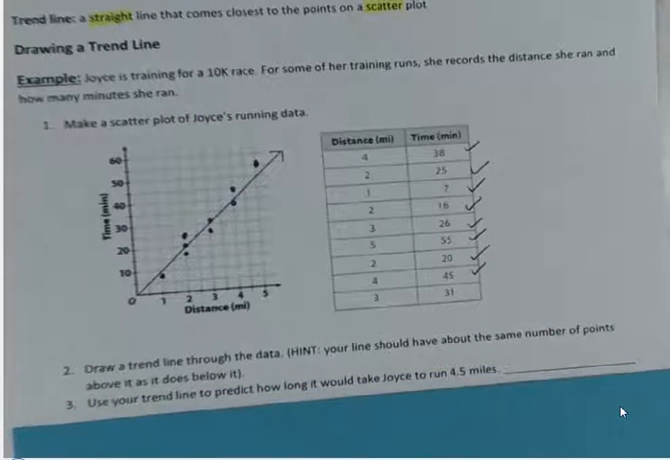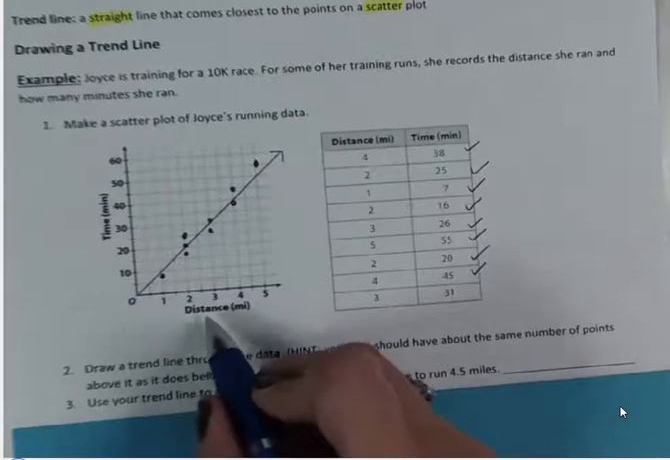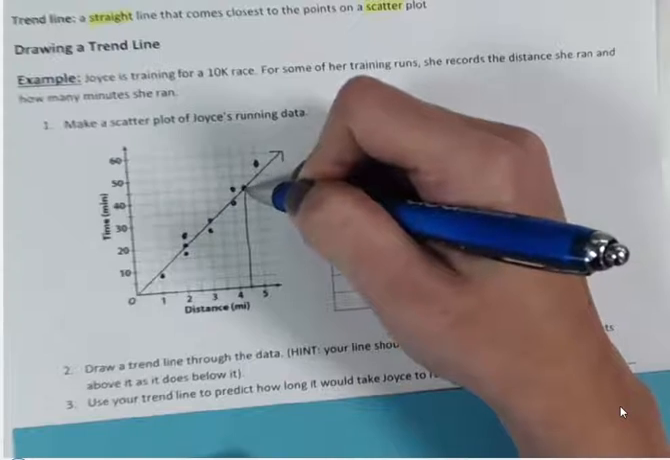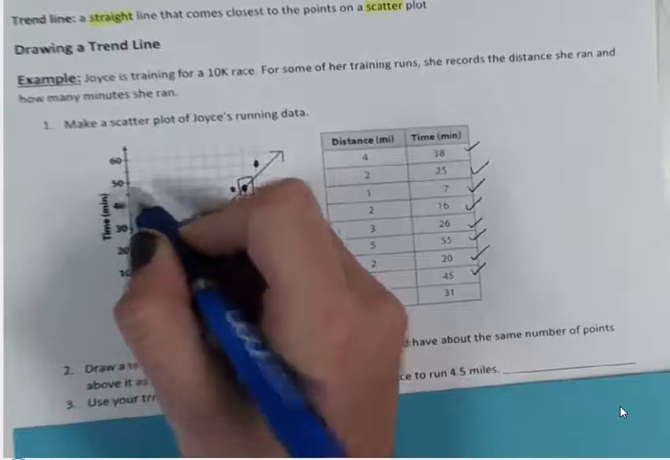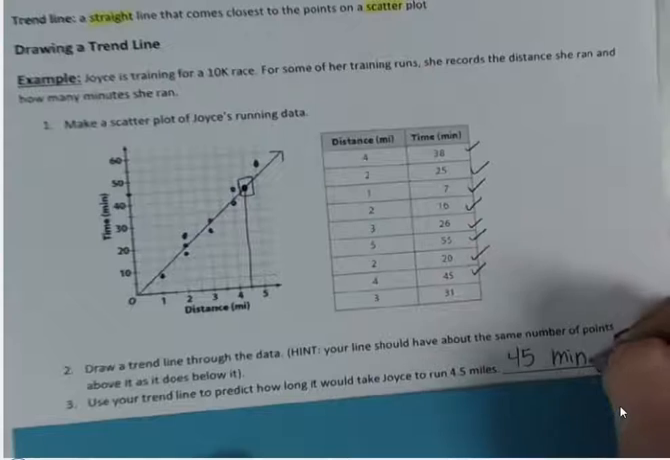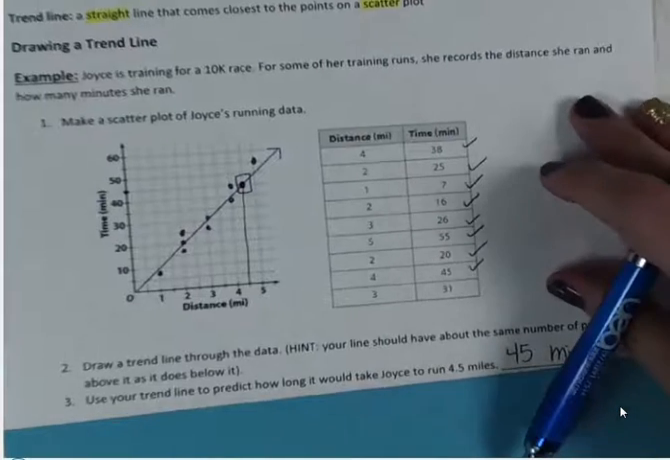And 3, it says, use your trend line, so it's going to ask you to predict things. Use your trend line to predict how long it would take for Joyce to run 4.5 miles. So, we're going to use this purple line that I drew. We have distance down here. If I go up to 4.5, that would be about right here. And that looks like it's going to take her 45 minutes. So using my trend line, I approximated that it's going to take her 45 minutes to run 4.5 miles. Alright, so it's fairly simple, just drawing a line through some points.